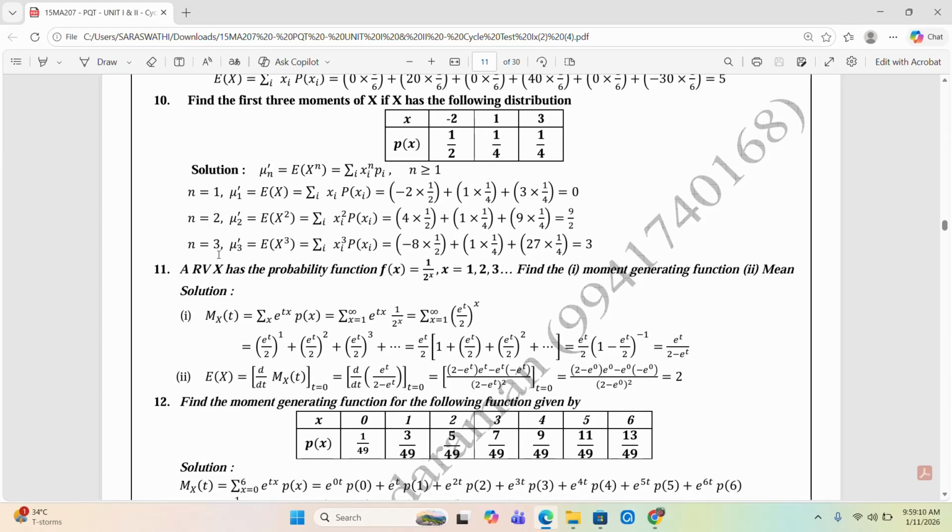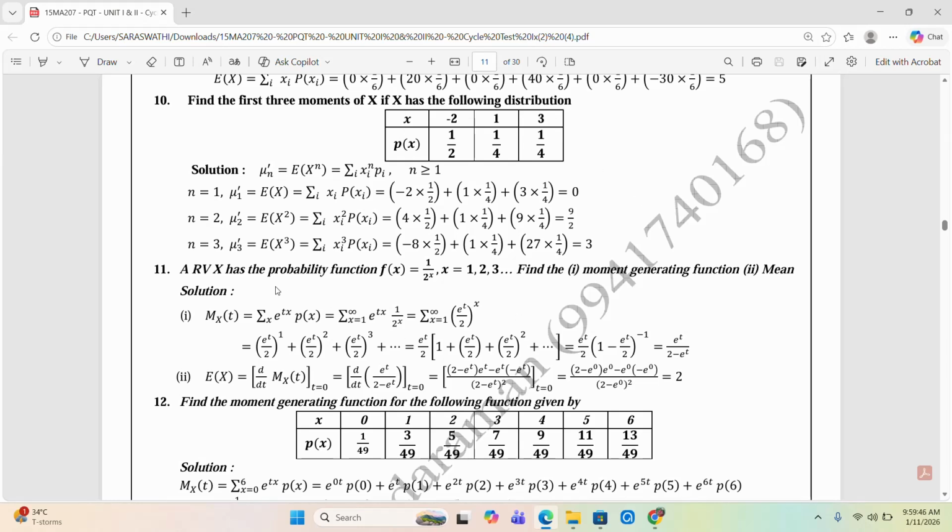For n is equal to 3, here mu 3 dash is equal to E of x cube, which is equal to summation of xi cube into p of xi. So we have to cube the given x values and multiply by p of x. So minus 2 cube into 1 by 2, minus 8 by 2, plus, because of the summation, plus 1 cube into 1 by 4, 1 into 1 by 4, plus 3 cube, which is 27 into 1 by 4, is equal to 3. So these three are the first three moments for the given discrete random variable question.